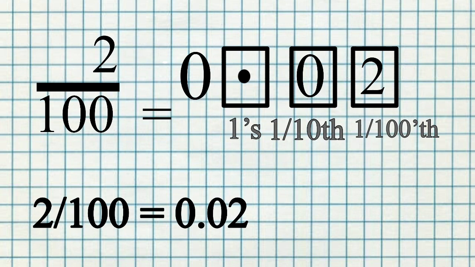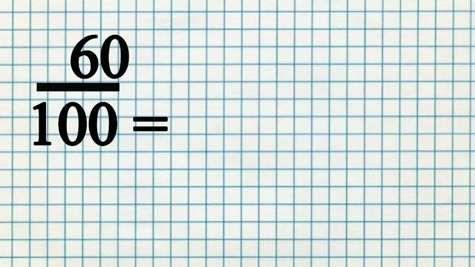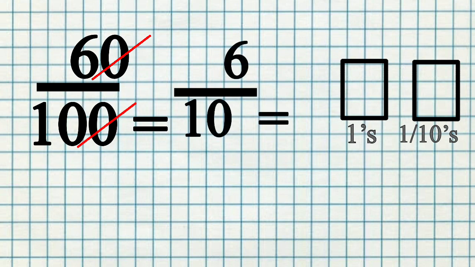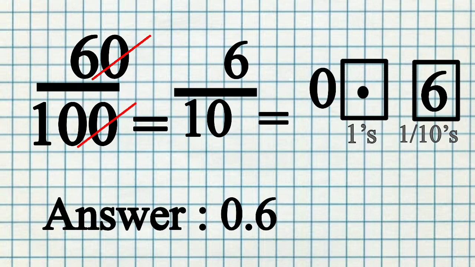Now we will learn what to do if we divide 60 by 100. The numerator has 1 zero and the denominator has 2 zeros. Since there is 1 zero in 60, we will cut 1 zero above and 1 below. So now we have 6 by 10. We will keep 6 in the 10th room because it is 6 divided by 10. Then the answer will be 0.6.